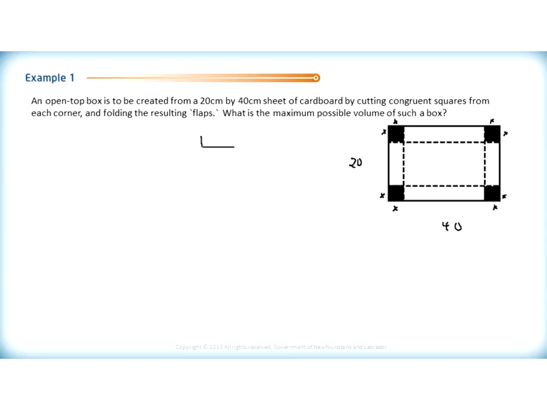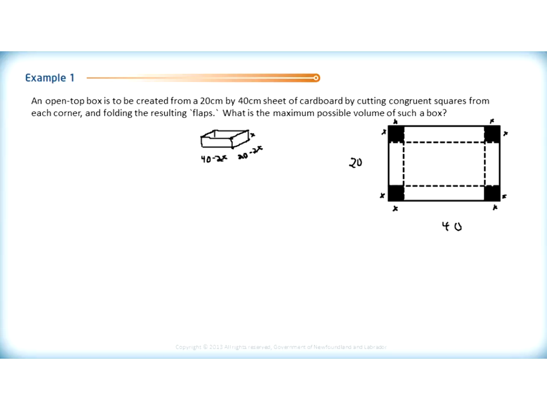Now we've got to figure out what this box is going to look like. When I create this box, pardon my poor artistic ability, I get this open top box that's going to look kind of like this. The height of the box will be the same as the length of the square when I fold it up, so that'll be x. The length along the side was 20 centimeters, and now it's going to be 20 minus 2x. And along the front of the box, it was 40, so that'll be 40 minus 2x because we cut 2 x's out of that.